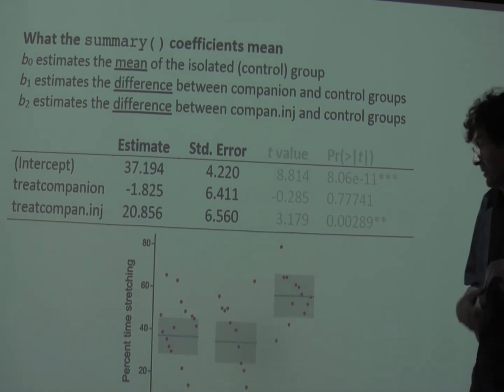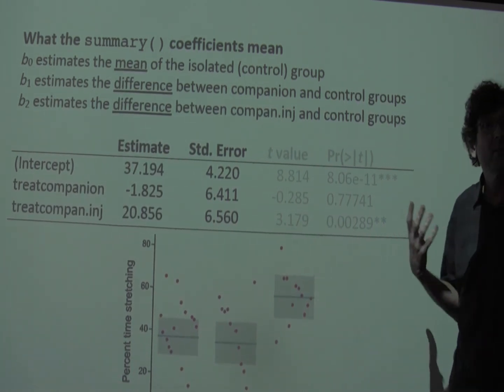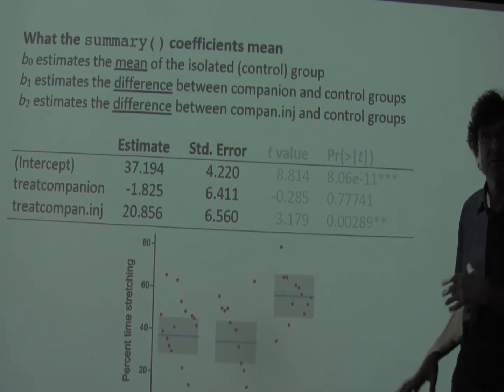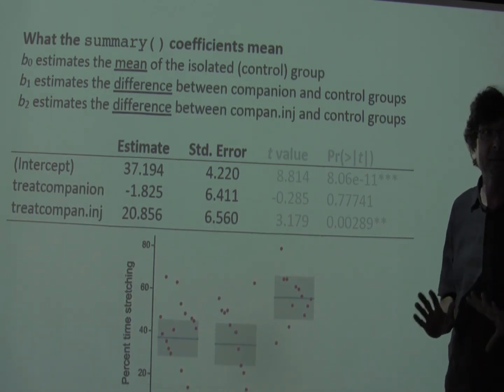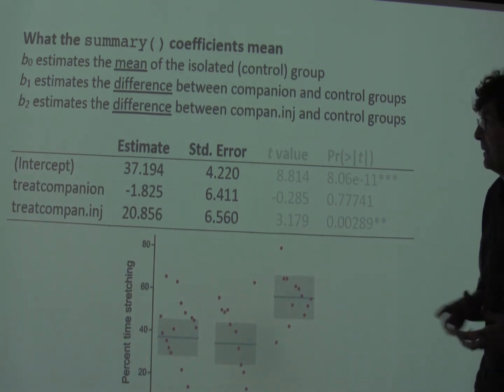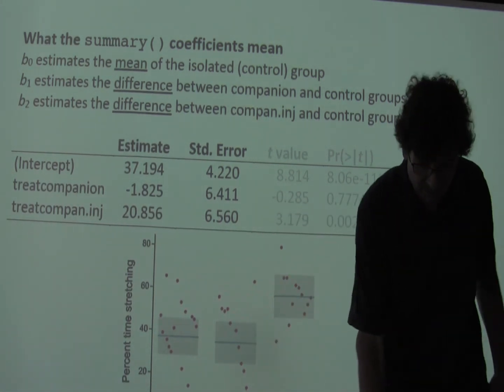Now, there's two ways to treat this new knowledge that I've just given you, and one is to say, forget it, I don't really care what those coefficients are. I'm going to use EM means, and it's going to give me the means of each group, and I get that. But these numbers can actually be fairly useful.